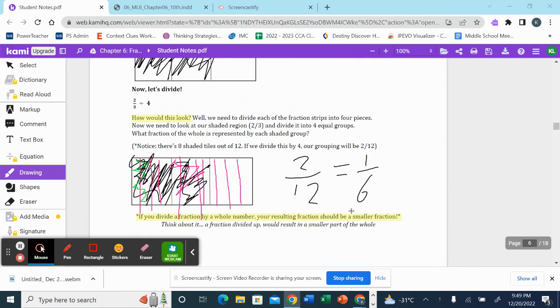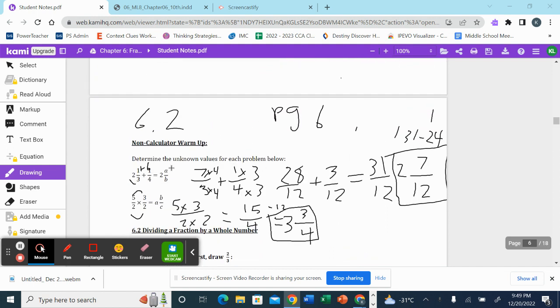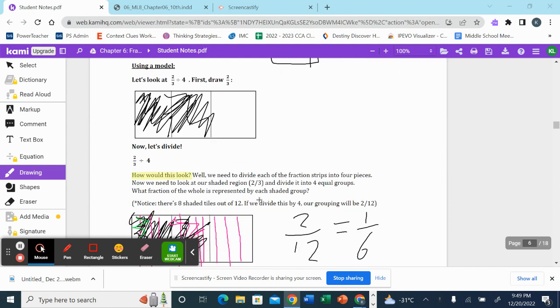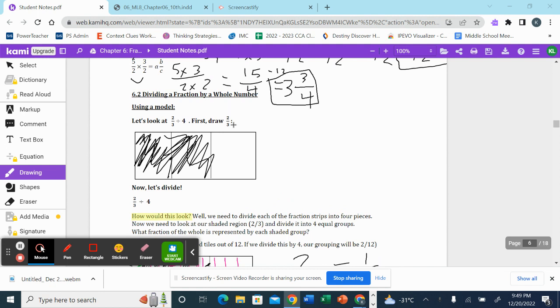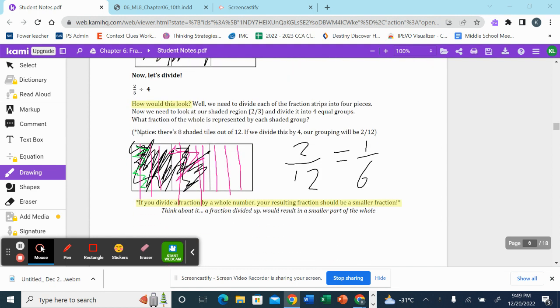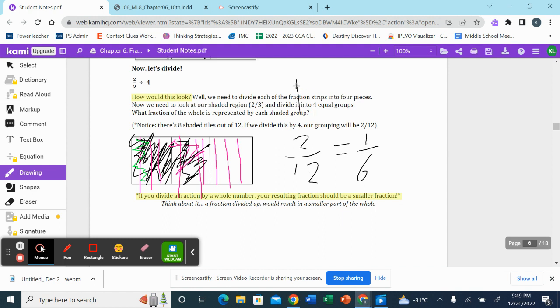Last video, I'll scroll back up to page 6 here. We did some non-calculating warm-ups. We looked at how to divide a fraction using models. So you write out the fraction 2/3 and then divide each section into 4s. So 2/3 divided into 4s is 8 out of 12. Divide each group by 4. And that's 1 from this third, 1 from the other third, 2 over 12, or 1/6.